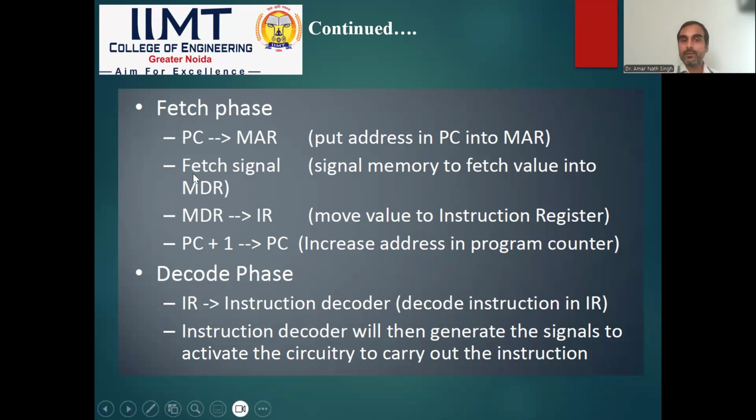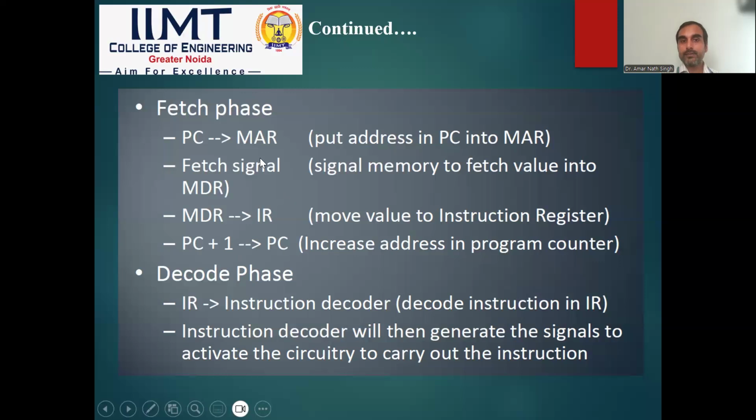Then after that we will go for the fetch operation in terms of your MDR. So here you perform the signal to memory to fetch values into your MDR. The fetching signal is done on the basis of your MDR only. I hope you remember that MAR and MDR are special purpose registers, because these are the registers which take part in execution. Then your MDR will assign the value to the IR, that is, move the value to the instruction register, and then the PC is updated.